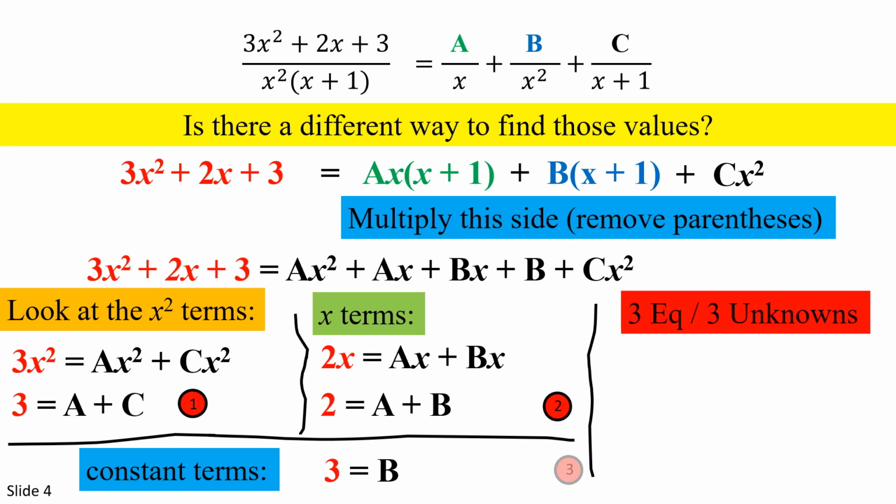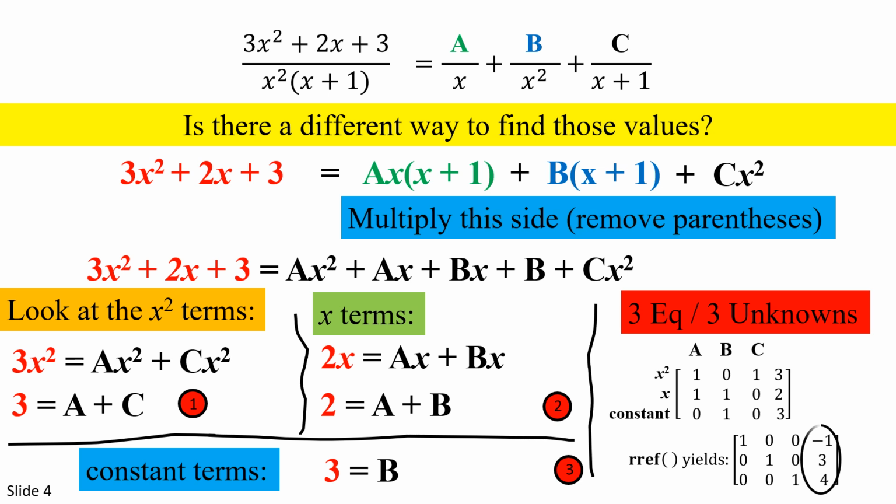So again, we got 3 equations, 3 unknowns. For the squared terms, we get a plus c equals 3. For the linear terms, a plus b equals 2. And for the constant term, b equals 3. We do RREF and it yields, oh, those are the same numbers: -1, 3, and 4. So -1 over x plus 3 over x squared plus 4 over x plus 1.